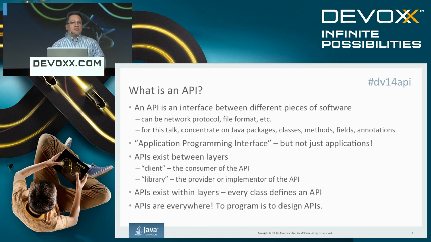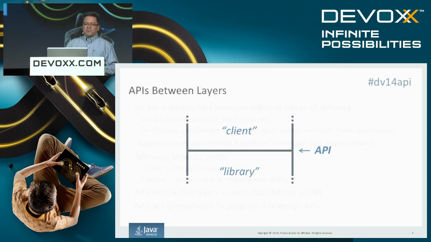Now, APIs, there's lots of layering in software, but they're also units. We're all object-oriented programmers here, so they're units of programs called classes, and classes themselves have an API, and there are lots of classes within each layer, and those are like APIs as well. So really, APIs are everywhere, and to program is to design APIs.